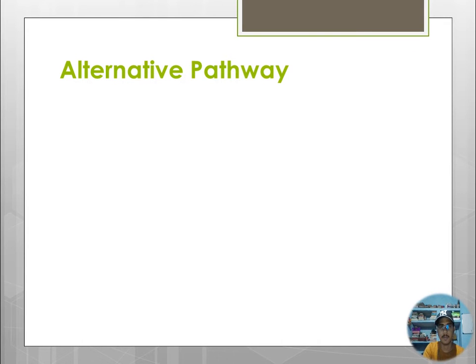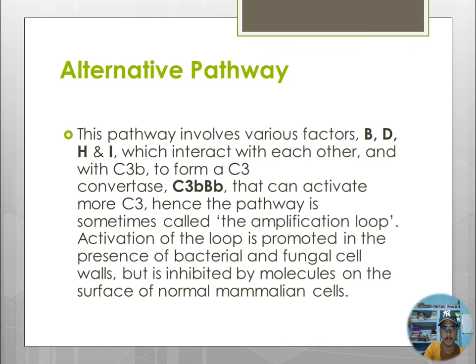Now let's talk about the second pathway, which is the alternate pathway. This pathway involves various factors like B, D, H, and I, which interact with each other and with C3b to form a C3 convertase, C3bBb, that can activate more C3. Hence the pathway is sometimes called the amplification loop. The activation of the loop is promoted in the presence of bacterial and fungal cell walls, but is inhibited by the molecules on the surface of the normal mammalian cell.